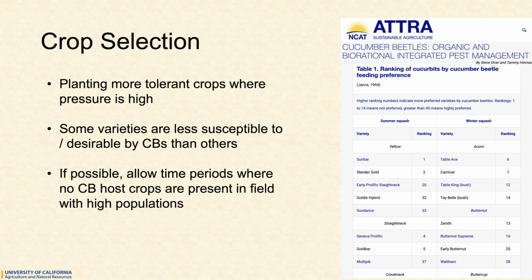If possible, you could allow time periods where there are no cucumber beetle host crops present in a field that you think is going to have really high populations. Realize that's not always possible or practical, but if it is, you can consider rotating or not planting susceptible crops where you think it's going to be a big problem.